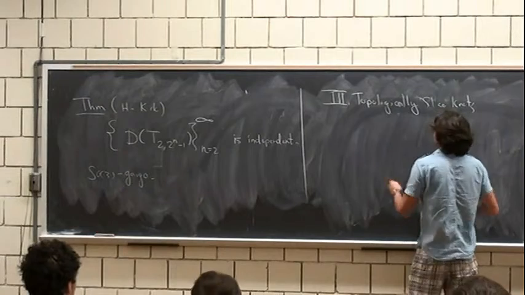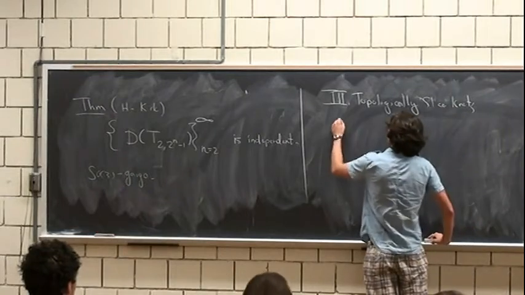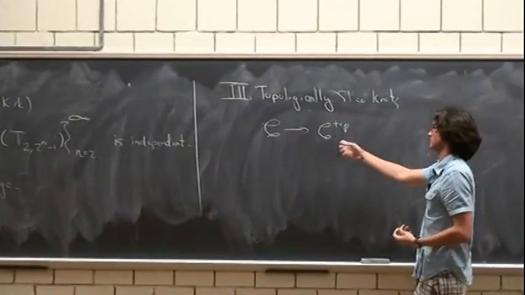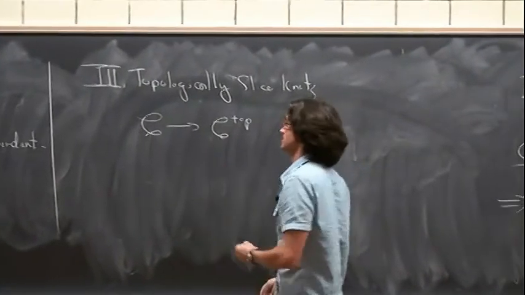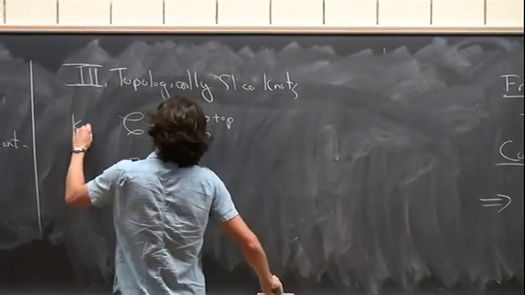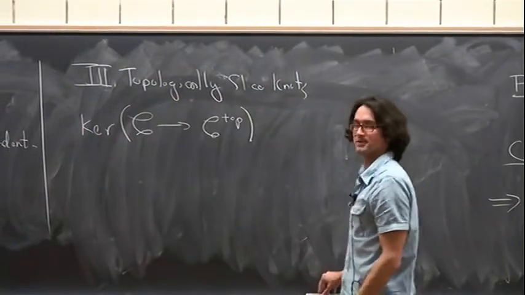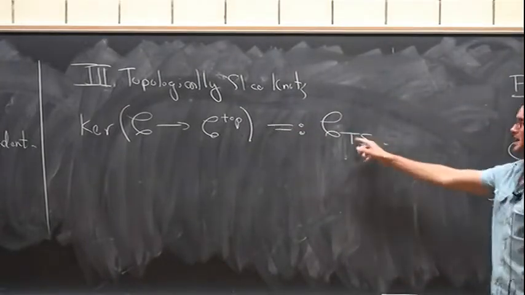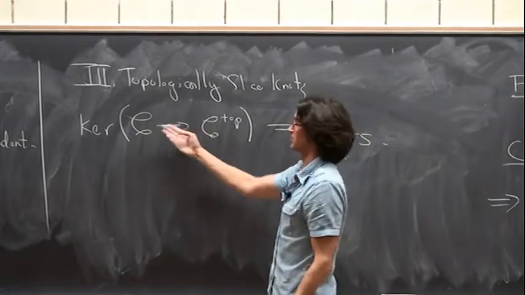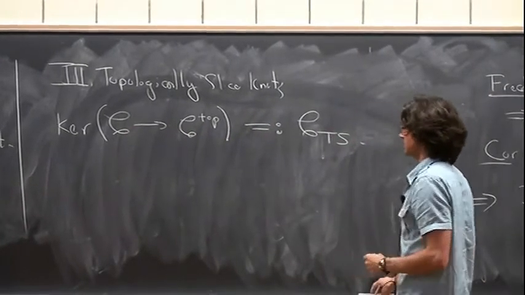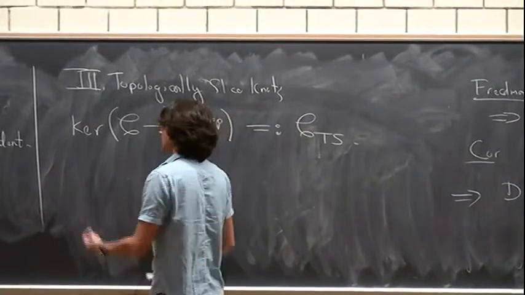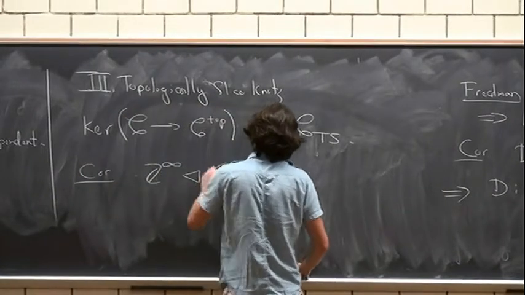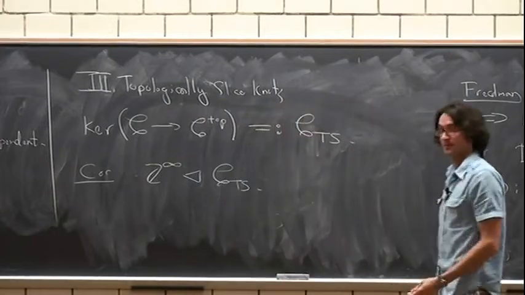So the last group is the topologically slice group. What we're interested in is that I have a natural map from the smooth concordance group to the topological concordance group, which just allows extra relations, extra equivalences. And so we want to understand the kernel of this map. I'll denote that group by CTS, which stands for topologically slice knots. These are knots which don't bound smooth disks, but do bound topological locally flat disks. And this result has as a corollary that this group is pretty big. It contains a Z^infinity.